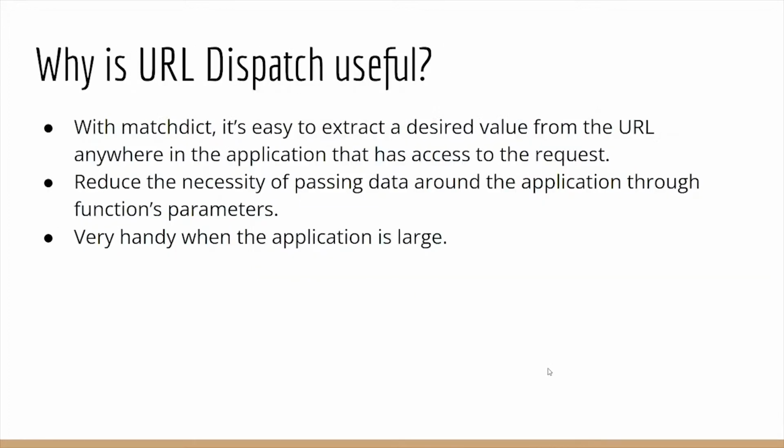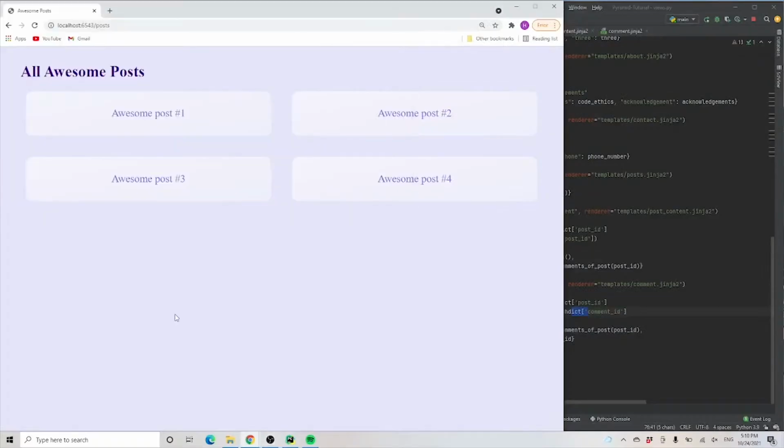URL dispatch is very useful since it's easy to get a desired value from the URL anywhere in the application that has access to the request. It helps reduce the necessity of passing data around through function parameters, and this comes in very handy when the application grows bigger and the URL is longer and more complex. Let's look at a quick demo that shows how helpful Pyramid is in handling longer URLs.